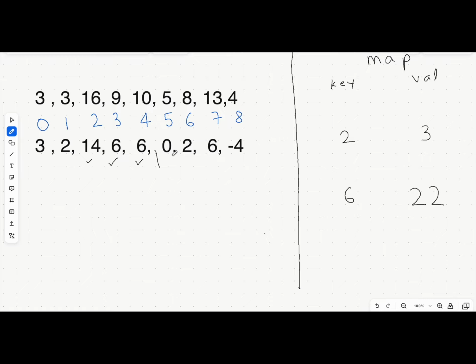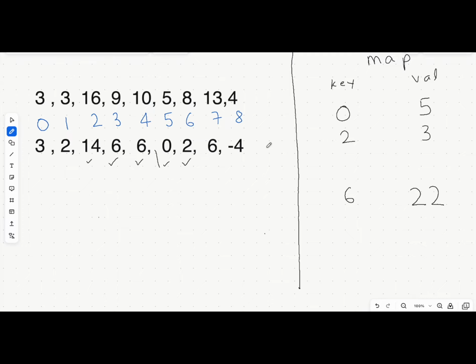Now the next entry is 0 as the key. Any element less than 0? No, nothing is present in the map. So we need to insert 0 with the value as 5. So 0 will come here with 5. This is done. Now we'll come to 2.